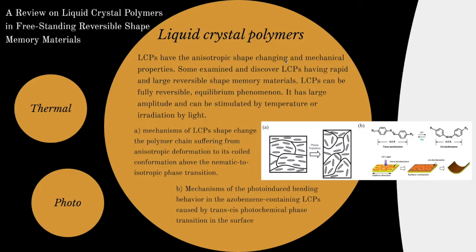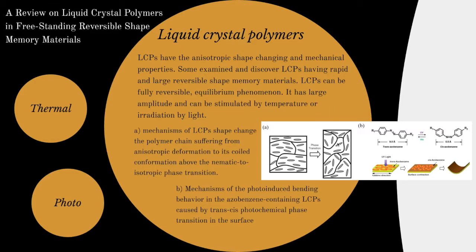So in shape changing and mechanical properties, they have anisotropic properties, so it depends on the crystal directions. Some of the crystal polymers are rapid and large reversible shape memory materials. So it can be fully reversible, and it has a large amplitude. It can be stimulated by temperature or light.